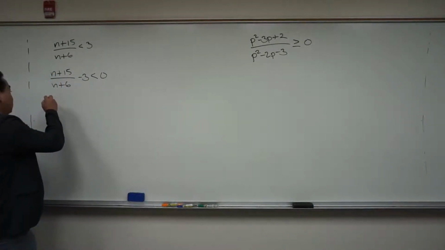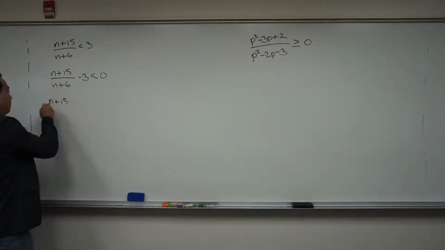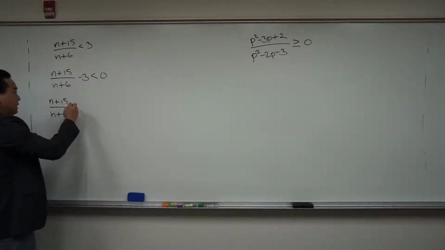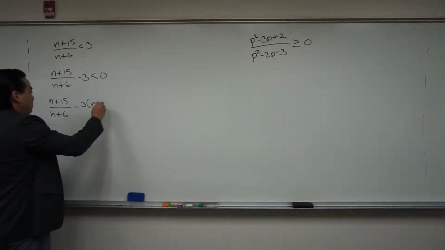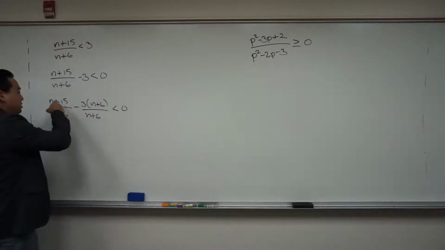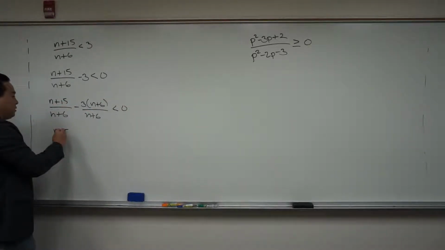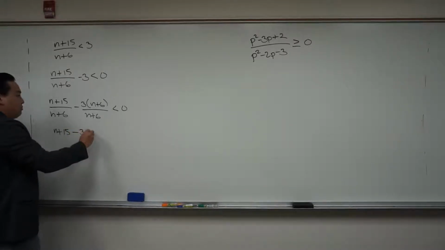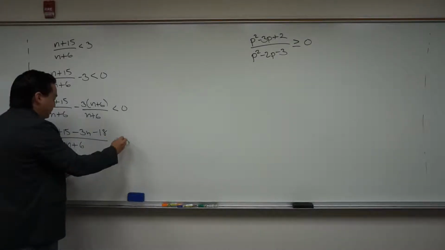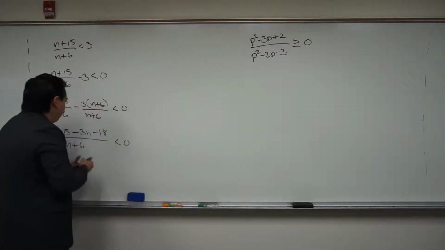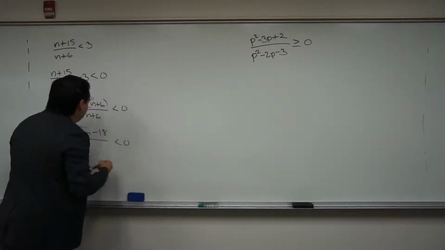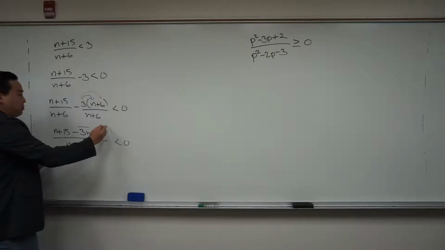So n plus 15 over n plus 6. The LCD here, since there's only an n plus 6, is going to be n plus 6. So I need to multiply by the n plus 6. So here we get n plus 15 minus 3n minus 18, all over n plus 6, is less than 0. So I'll write that part out. This right here is that part, and the minus 18 comes from there.